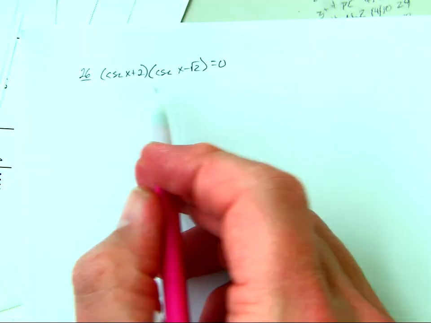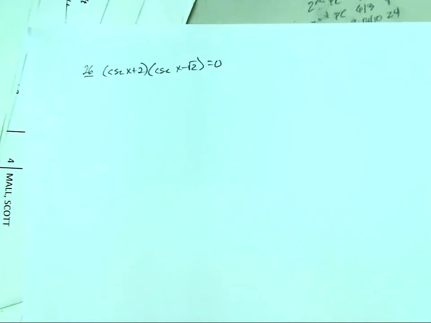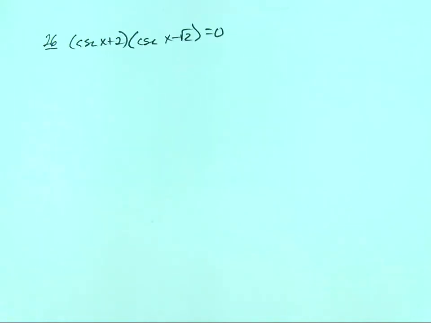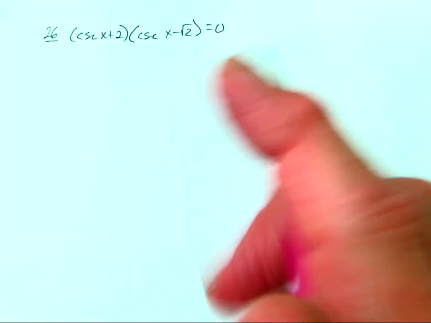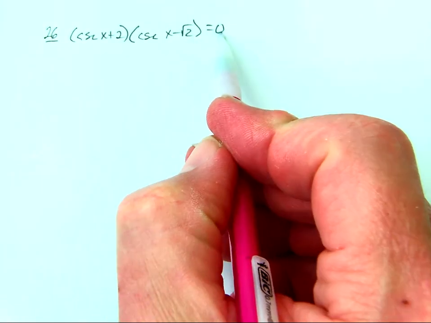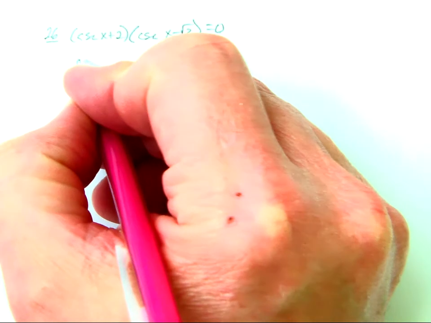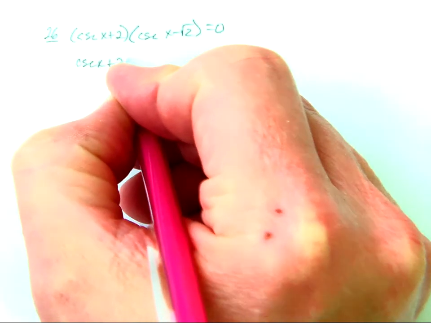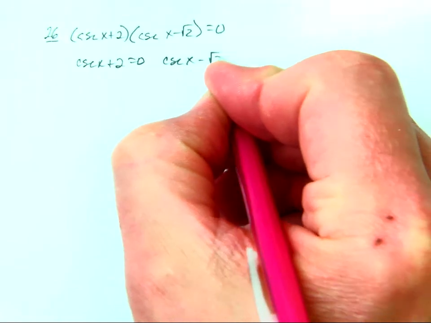So you might look at that and be tempted to go ahead and multiply it out, but really remember when you see more than one trig function, which this one you didn't see, but it would have had, you want to get it equal to 0 and factor it. So basically, they've already factored this one. So the next step after that, after you get it equal to 0 and it's factored, is to set each factor equal to 0. So we have cosecant x plus 2 equals 0, and cosecant x minus radical 2 equals 0.